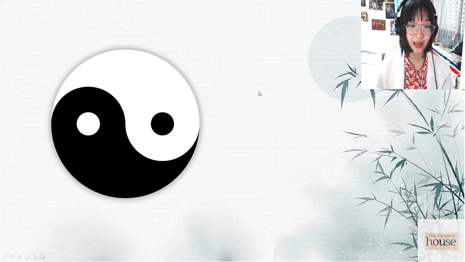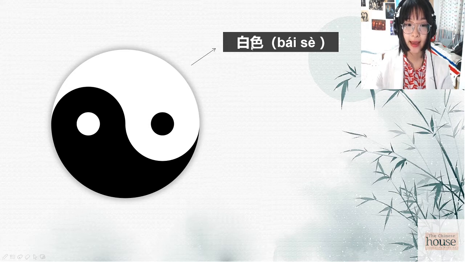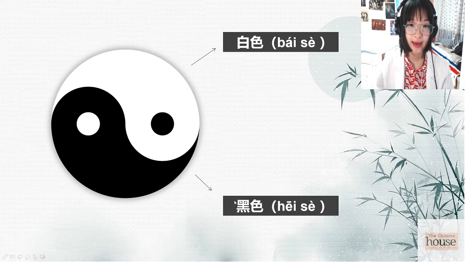And then we have these two colors. This is 白色. 白 means white. 白 is also a last name. When you are describing this color, please add 色 after it. 白色. Okay, then this is 黑, flat tone, 黑色.